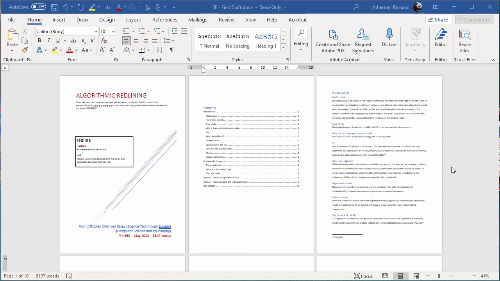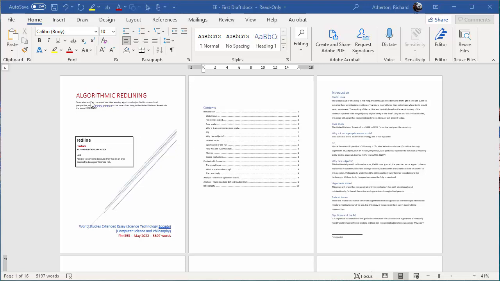Let's look at the first 4 pages of a World Studies extended essay. Everyone should have basically exactly the same first 4 pages that look like this. There must be a cover page, a contents page, and then the introduction. The introduction is likely to go on to 1.5 pages of double-spaced writing.